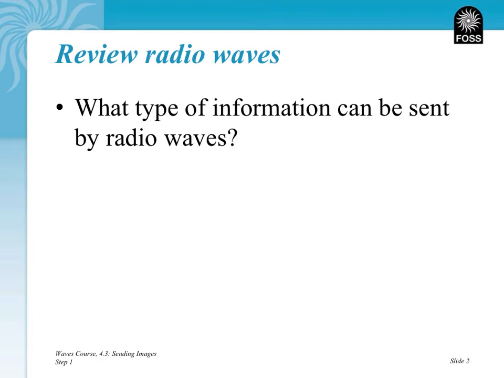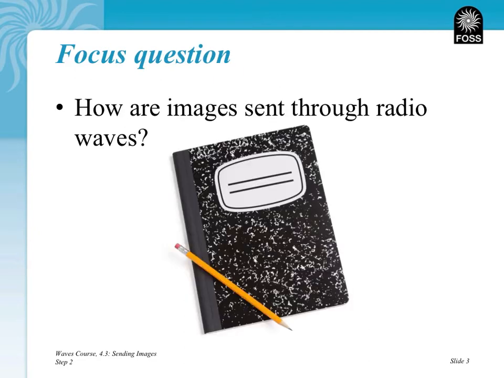And that includes images, and that's the focus of what we're going to look at today. The focus question for today is: how are images sent through radio waves? How do we send the actual images? Well, it's very similar to what we do with our sound waves. We have to encode them to be able to send them, and then we need something to decode them. We're going to go over what that looks like specifically with those images.